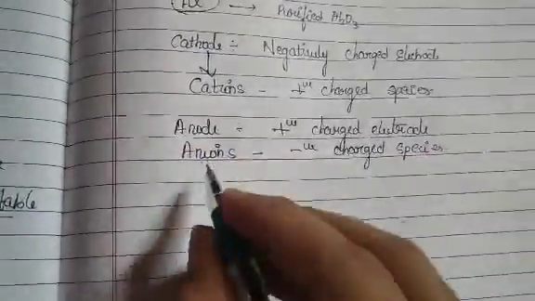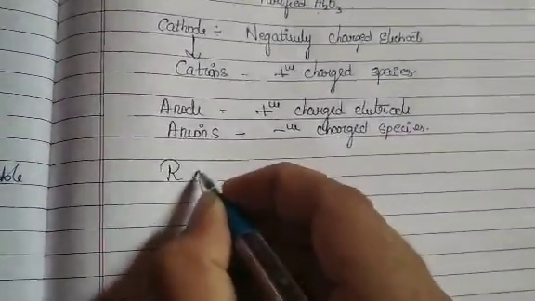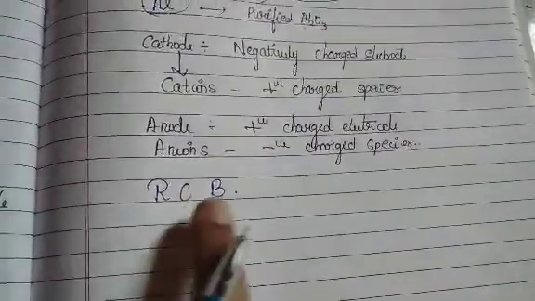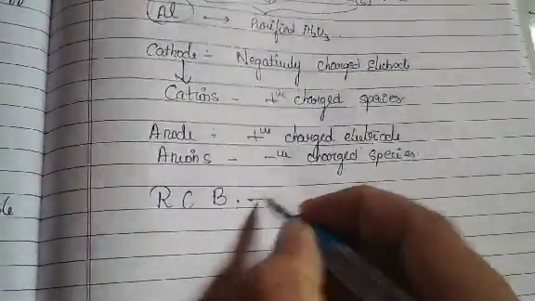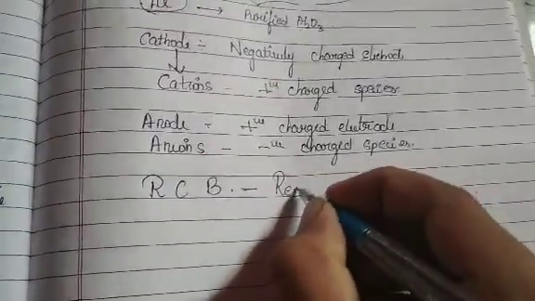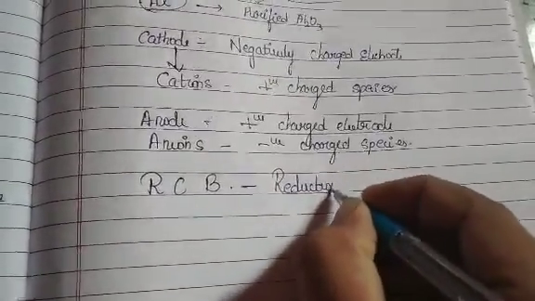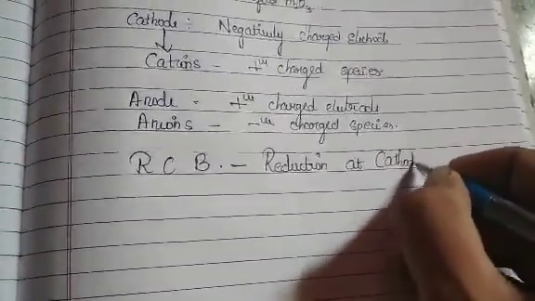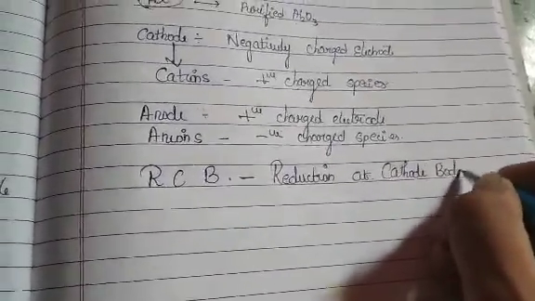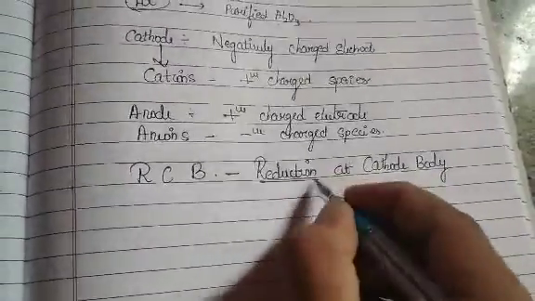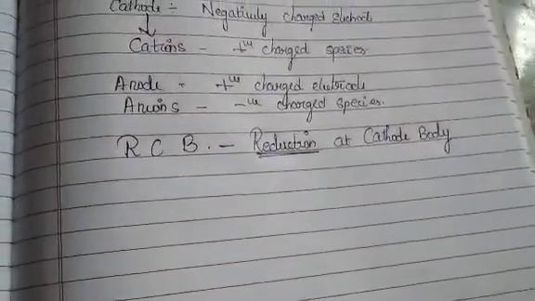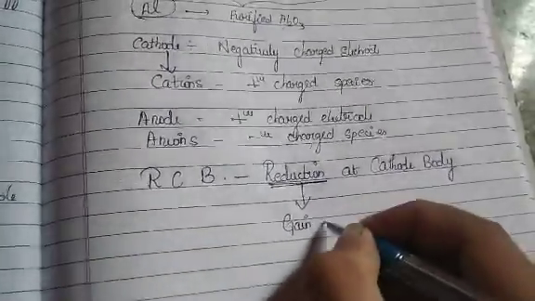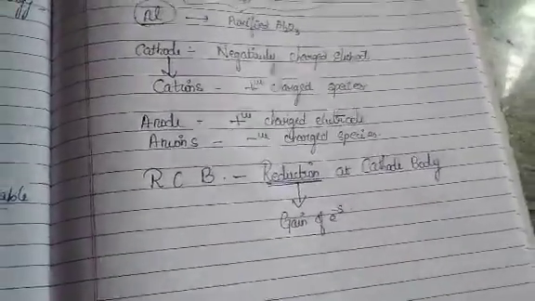I will give you a hint. The favorite team of Karnataka is RCB, Royal Challengers Bangalore, which according to chemistry can be said as what? Reduction at cathode. Reduction at cathode. Of course, we know in terms of electrons that reduction means what? It is gaining of electrons.